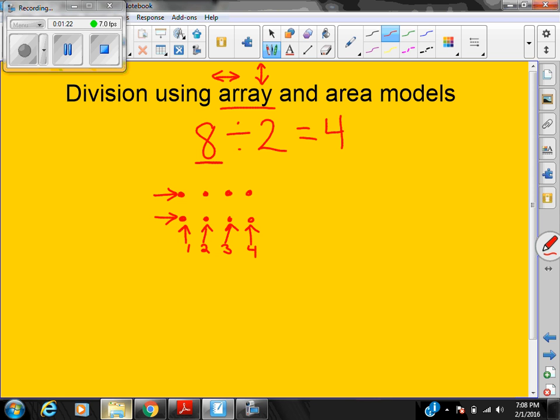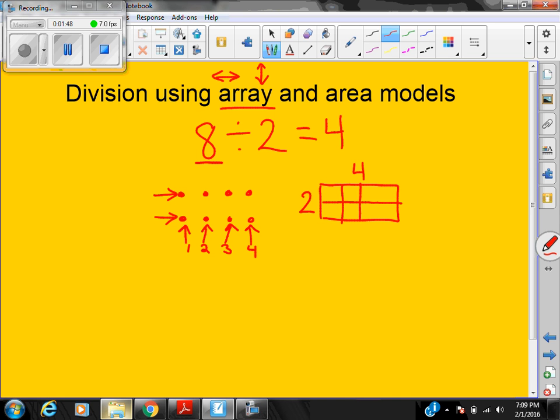I could also use an area model. We know that area is the total square units it takes to fill up the inside of a shape or a space. And so when I use the area model, I know that it could be taken up by 2 rows. So I could use that. I don't have to do anything and then figure out how many. But I already know using that array model that I'm going to have 4.